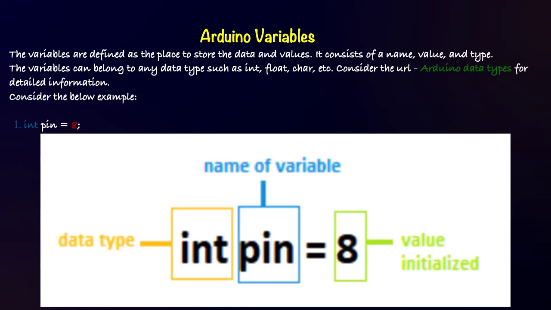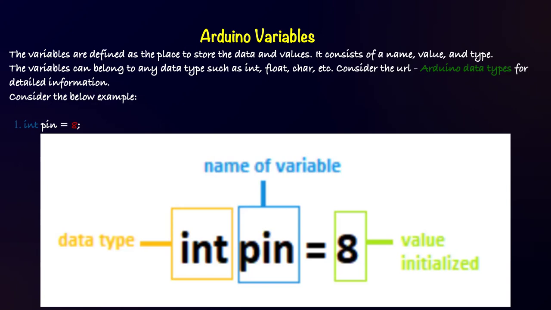Why is it a variable? Try to understand. We are declaring a pin, right? We are declaring a pin. So in the variable named pin, we are declaring that pin number 8 is being used over here. In int pin equal to 8, this 8 is the value that we are storing in this variable.